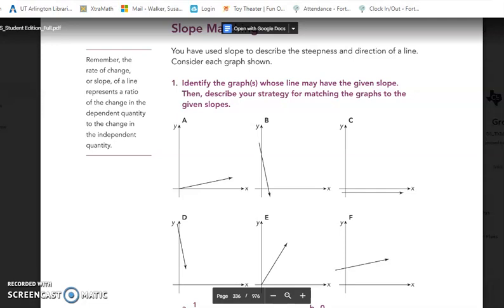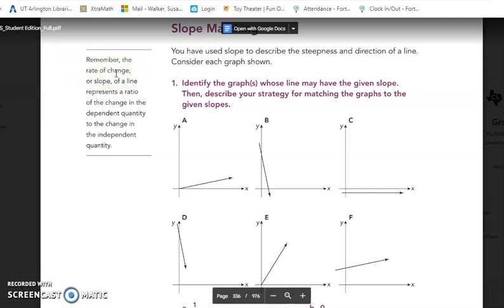Okay? So right now we're going to be reviewing a few things that we have learned. This says, you have used slope to describe steepness and direction of a line. Consider each graph shown. Identify the graphs whose line may have the given slope. Then describe your strategy for matching the graphs to the given slopes. Okay, so we're going to talk about this. I'm going to scroll down in just a second, but I want to read this.